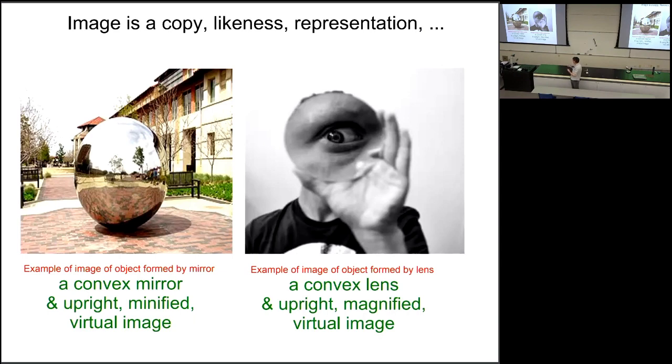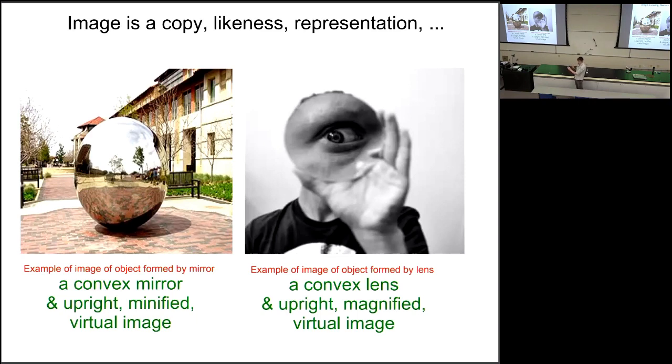That means that the image is an expanded version of the object. Another couple of features here: this image of the tree is upright. It's the right way up. The leaves are at the top and the roots are at the bottom. This image of the eye is the right way up. The eyebrows are at the top and there's just a few eyelashes at the bottom. So these are upright images.